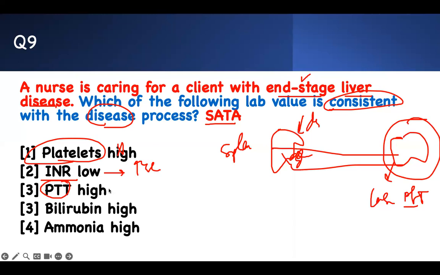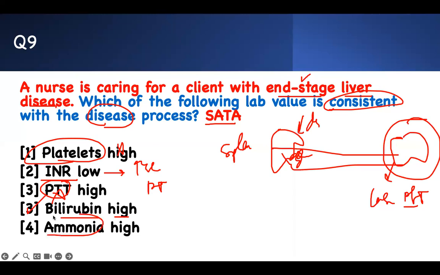Liver disease affects the PT because of the factors that you make. It has nothing to do with the PTT. Bilirubin, yes. Bilirubin is related to hemoglobin. It's going to go high.